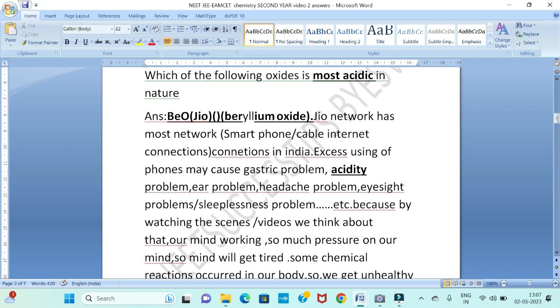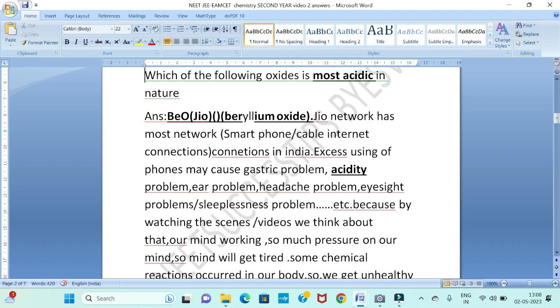So finally, what is the answer? Most acidity will come by thinking and tension, because nowadays we use mobile phones, TVs, watch serials, movies and shorts like that. So you are wasting time and thinking, some burden and pressure will be in the mind, so the mind will be tired. So some chemical reactions will occur in the body. So acidity problem will come.